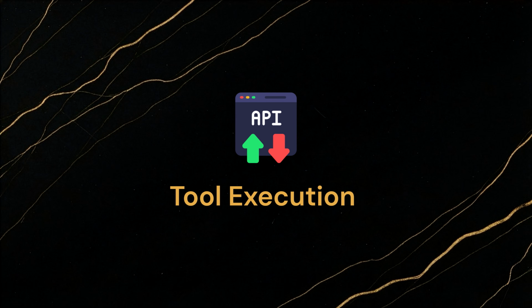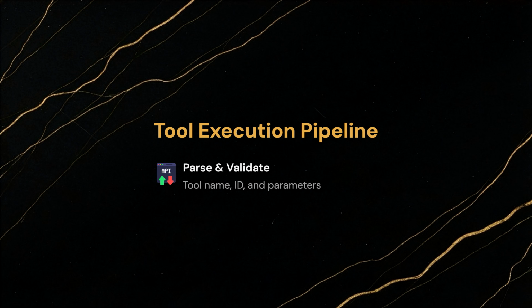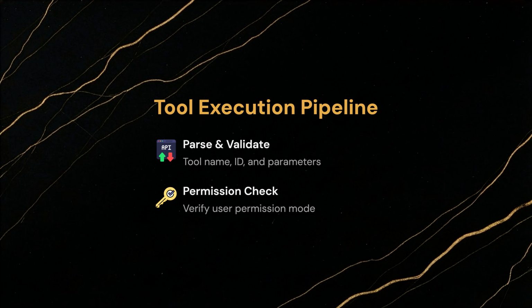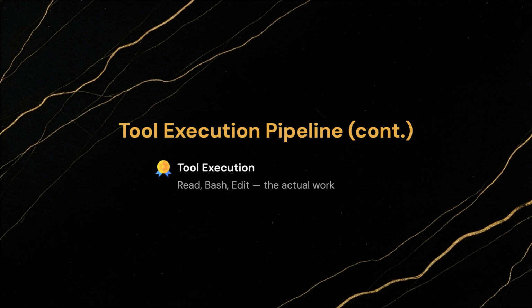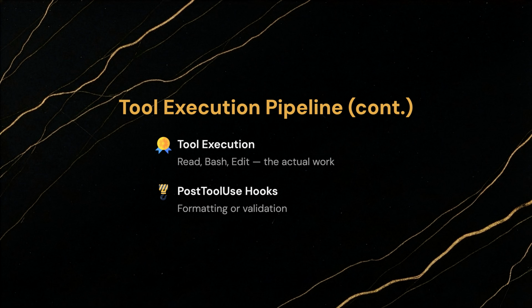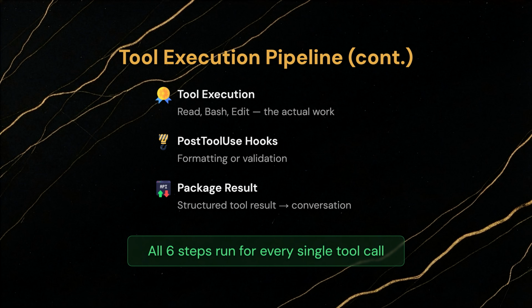When Claude decides to use a tool, the call goes through a multi-step pipeline. First, the tool use block is parsed and validated. That includes the tool name, ID, and parameters. Then a permission check runs to verify whether the user's permission mode allows this tool. After that, any registered pre-tool use hooks fire and can potentially block execution. Then the tool actually executes. Read reads the file, bash runs the command, edit modifies the code. Once that's done, post-tool use hooks fire for formatting or validation, and finally the result is packaged as a structured tool result and fed back into the conversation.